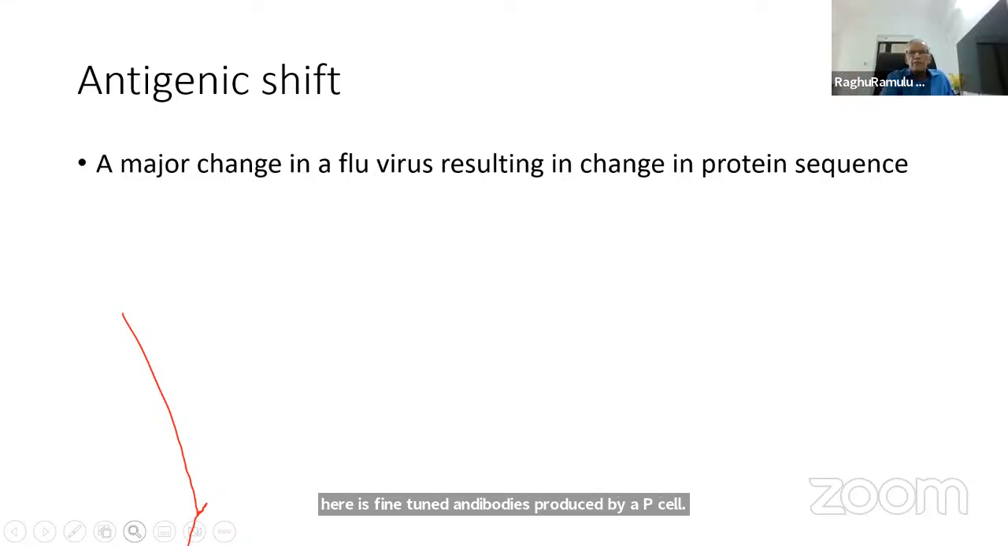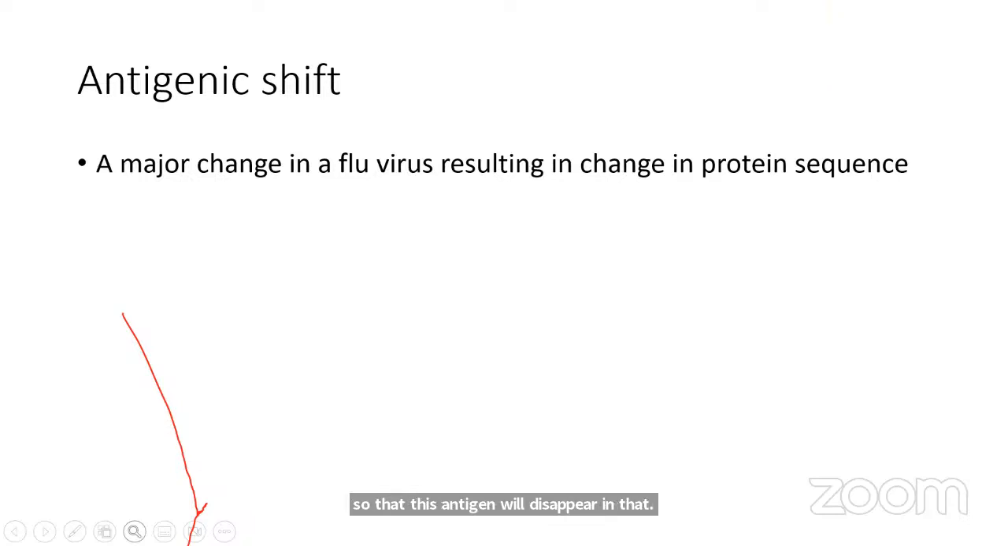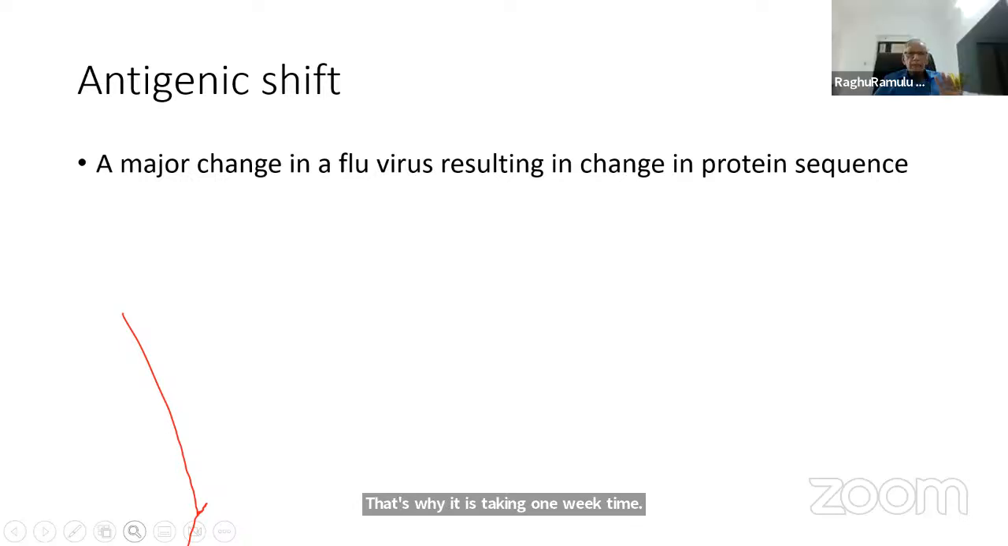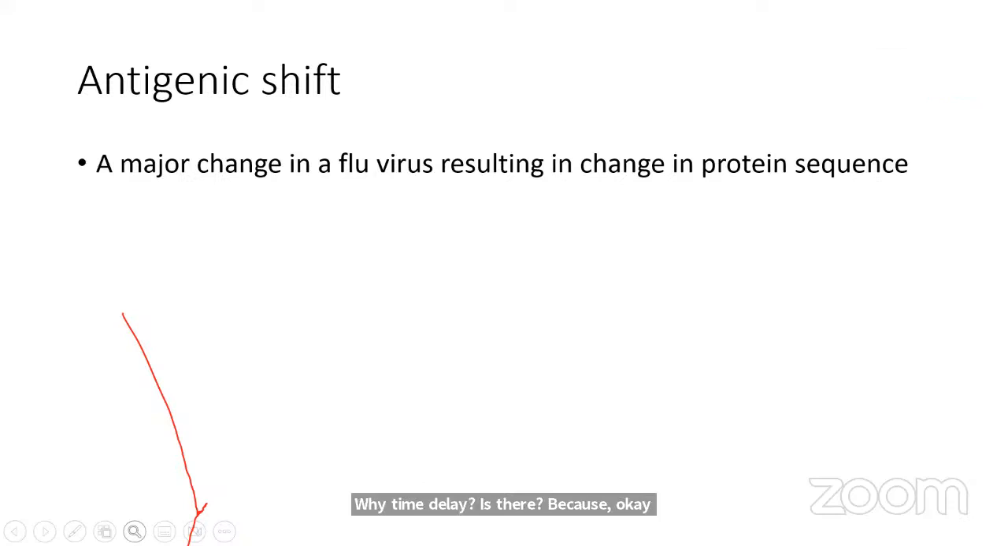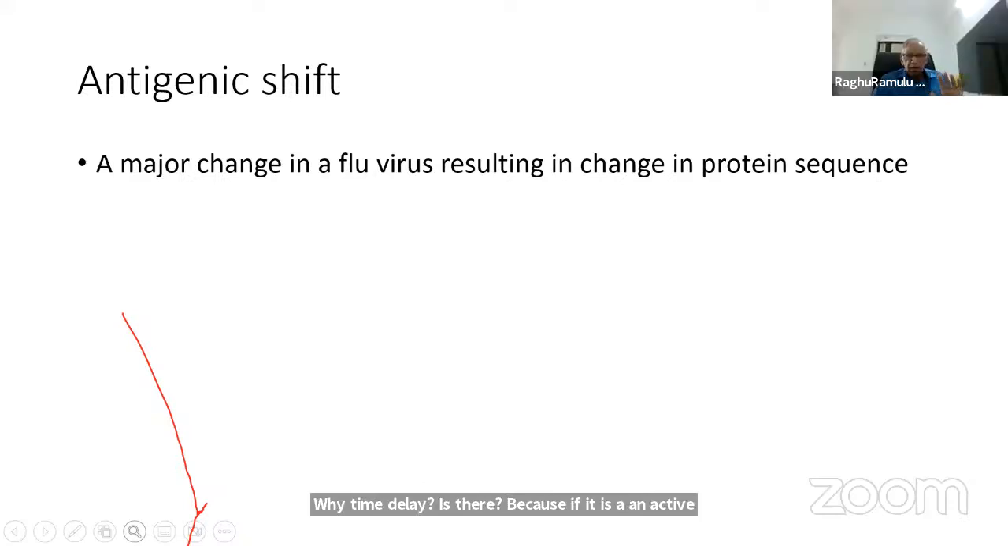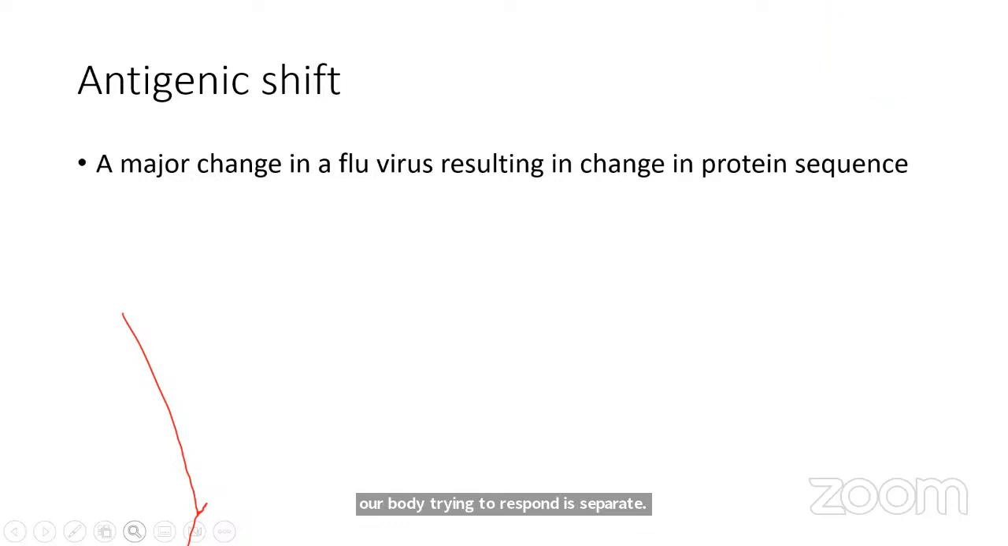Then the proliferation of B cells occurs so that this antigen will disappear from circulation. That's why it is taking 1 week. Usually in infections, why is there a time delay? Because in an adaptive immune response, when an infection enters the body, our body tries to respond, and it takes a lot of time. Why 1 week? It is this recognition process.